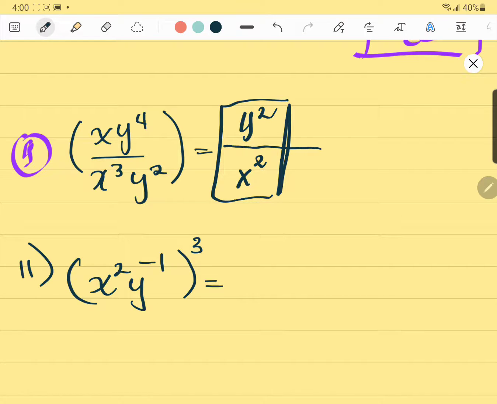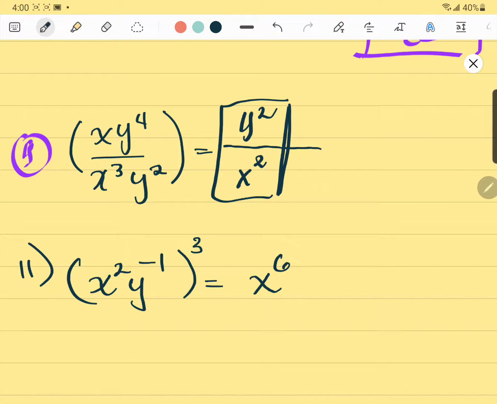Alright guys, so for this problem, we're going to use the power rule to simplify this expression involving the exponents. And let's take care of the x factor. So we have here x to the second, and we're thinking about using the power rule, so we're going to multiply the powers. 2 times 3 is 6. So we're going to rewrite the x as x to the 6th power.